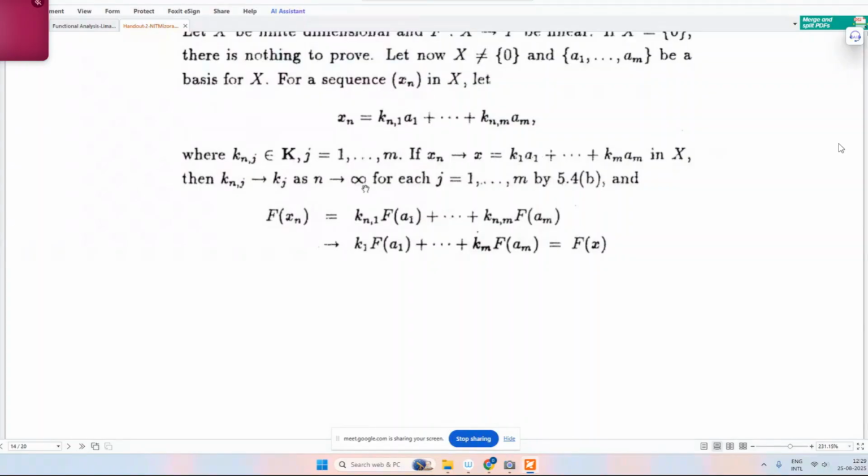A sequence in Rn converges if and only if the coordinates converge, right? Finite dimensional linear algebra: if xn converges to x, then the corresponding coordinates also converge in the finite dimensional case. That's a simple thing. So we are using that the coordinates knj will converge to kj, for j equal to 1 to m. So you define x equal to k1 a1 plus k2 a2 plus ... plus km am. All right. Is this clear?